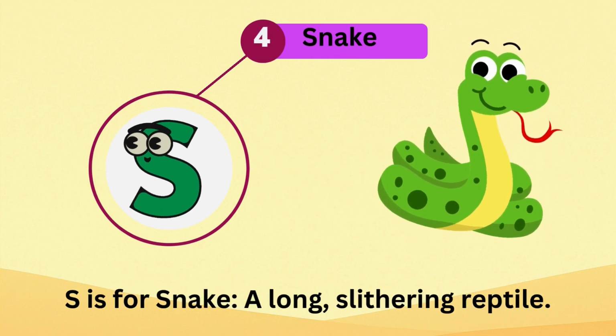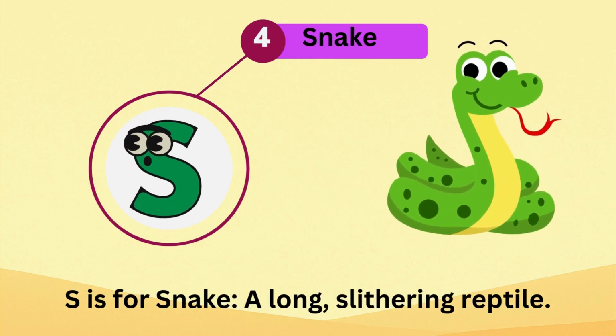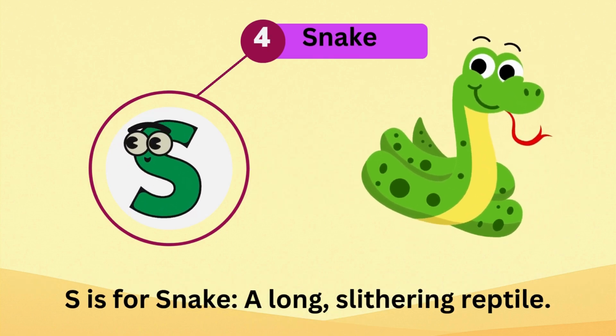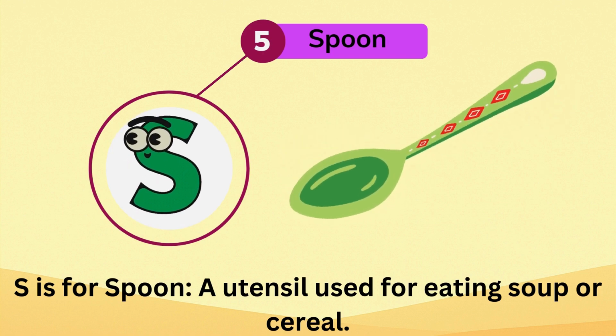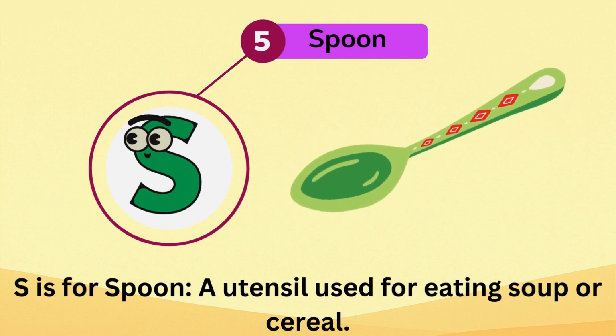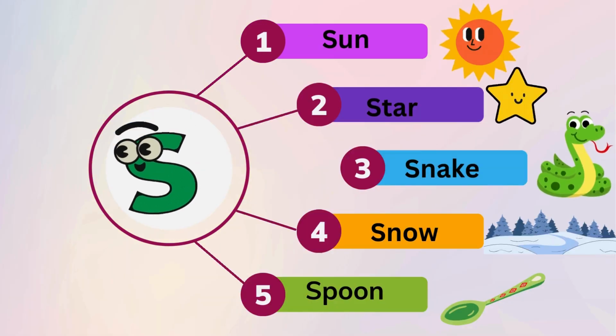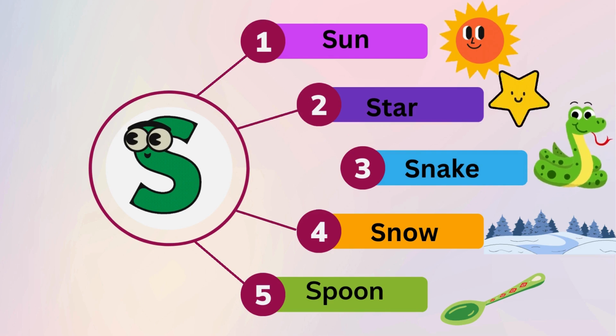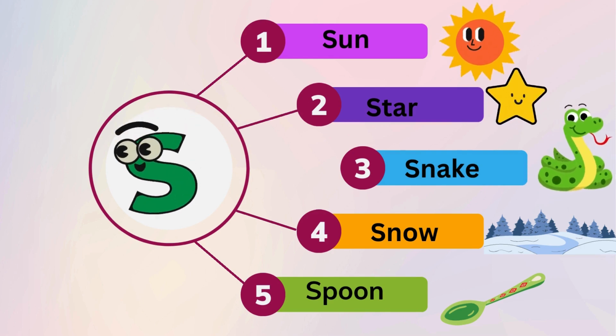S is for snake, a long, slithering reptile. S is for spoon, a utensil used for eating soup or cereal. S is for sun, star, snake, snow, and spoon.